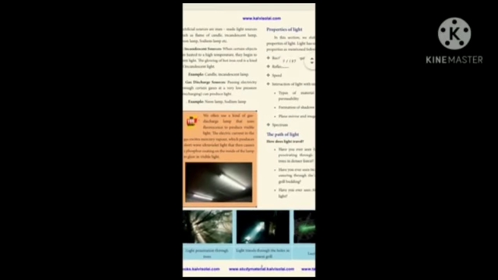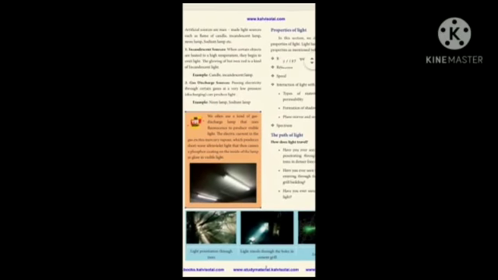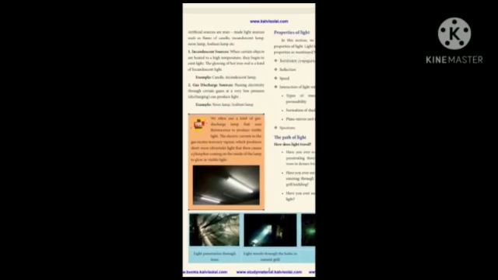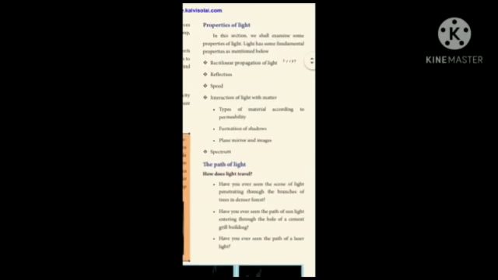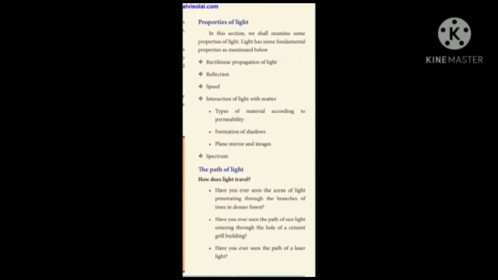Next we see about source of light. Light rays can come from different sources. So source of light is divided into two types. First one is a natural source of light and another one is an artificial source of light.